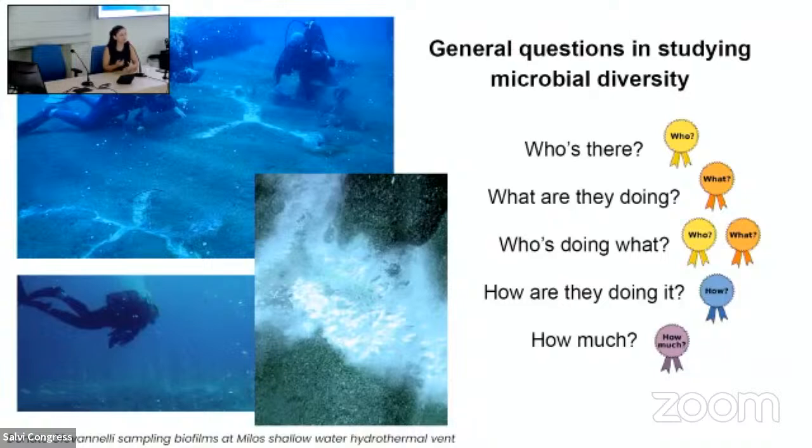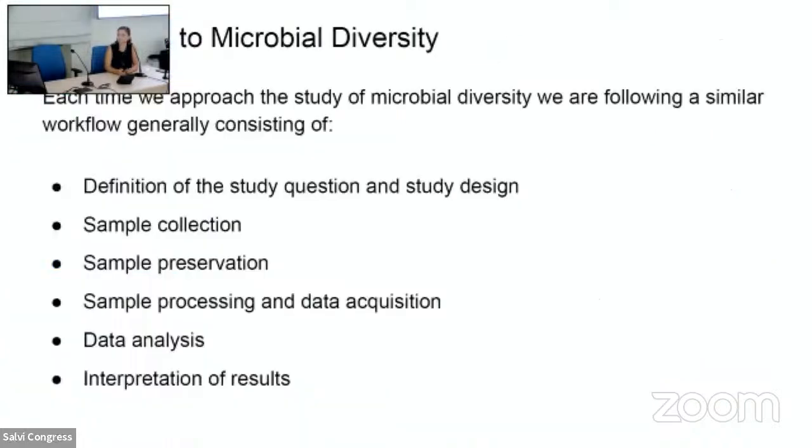Before starting to sample and then characterize the microbial communities in these environments, we generally start by asking some general questions like who's there, what are they doing, who is doing what, how are they doing this, and to which extent. These questions help us understand the environmental conditions where these microbes live, and also the type of lifestyle of the microbes that live in this environment.